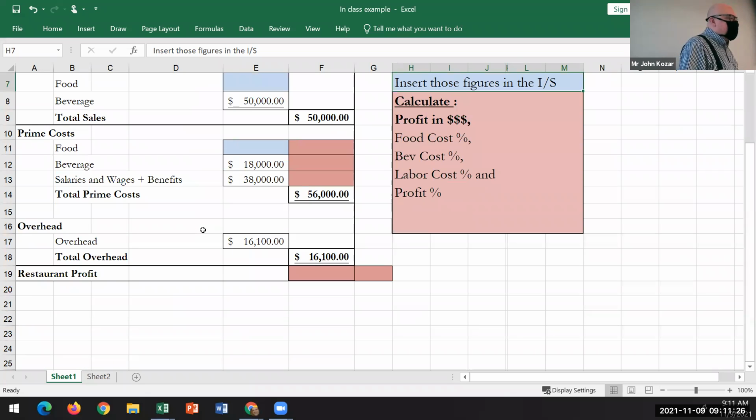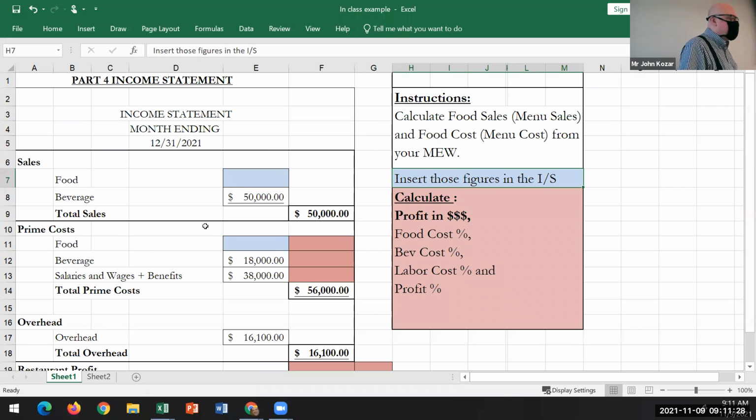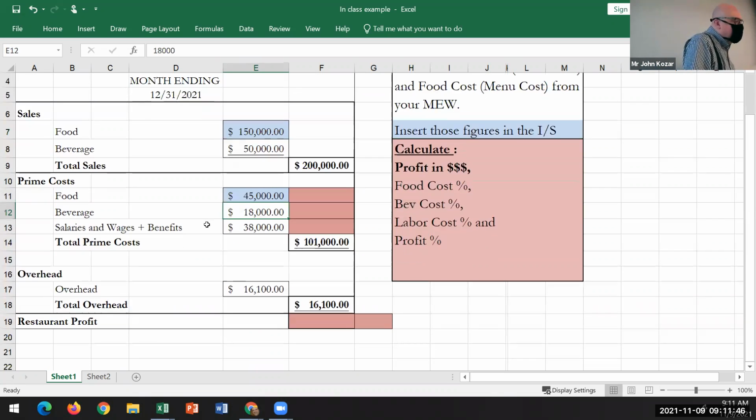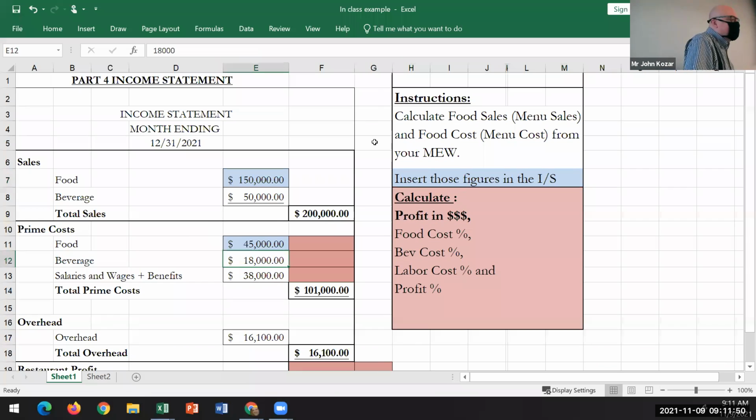Once you do that, it looks like I have some formulas in here. Let's say that we have food sales of 150, and then our food cost would be, so then the formulas that are in here are going to give you the total of your prime costs, the total of your sales.